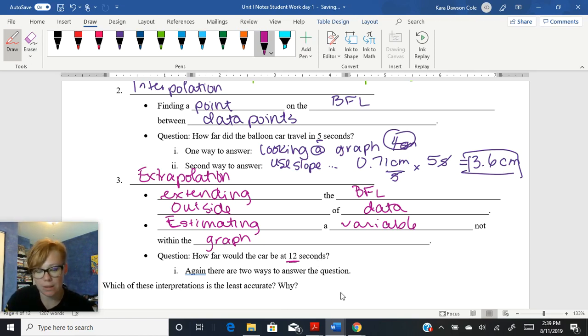So again, there's two ways to answer the question. So I can, again, use the slope. So using the slope, I've got 0.71 centimeters, and I'm going to multiply that by 12 seconds. So centimeters per second, my seconds are canceling out. So if I take 12 times 0.71, that's going to give me about 8.5 centimeters.